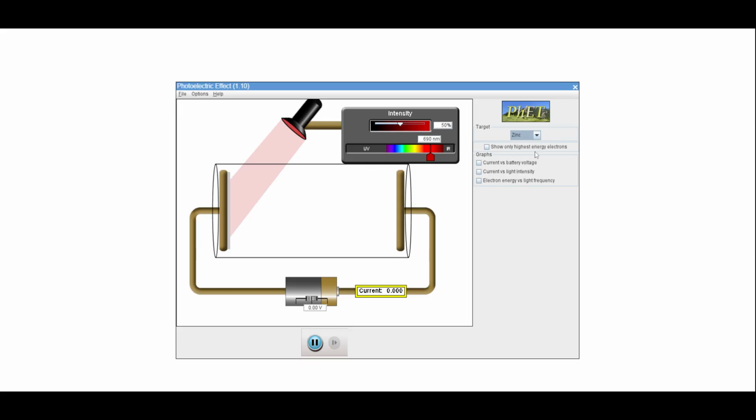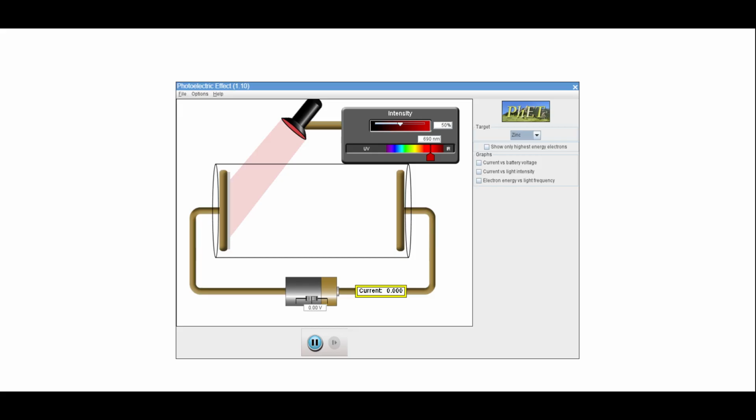We are using zinc. That metal plate is connected to an electrode here, and that electrode is connected to a battery. Now this battery has 0 voltage, so at the moment it is behaving like a wire. It's not doing anything. There's no voltage in this circuit. The other end of that wire is connected to another electrode, and you'll notice that there is no current flowing.